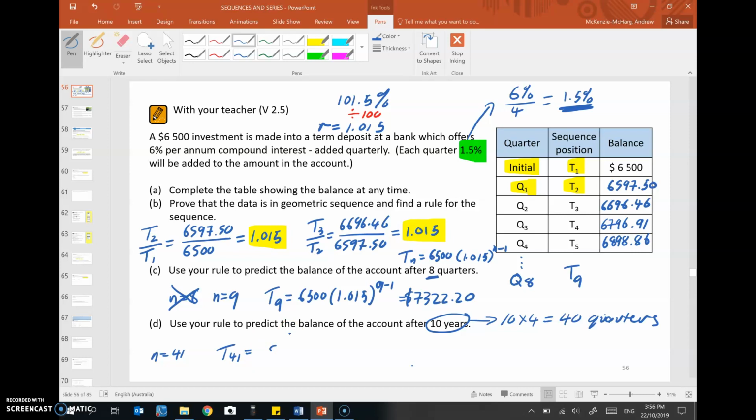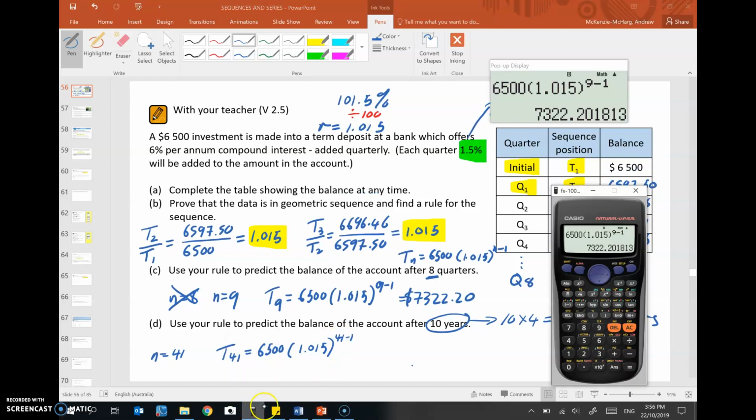Just let the computer think for a moment. So we do need to be careful of that offset between the quarters and the terms in a question like this. Okay, so this balance should be building up quite nicely after that period of time. 41 take 1. And we've got $11,791.12 would be the rounding off there.